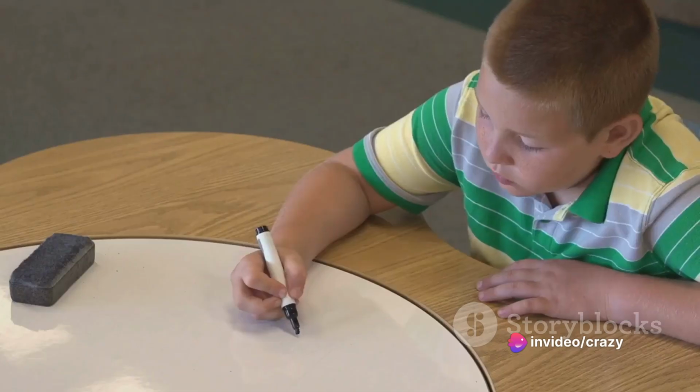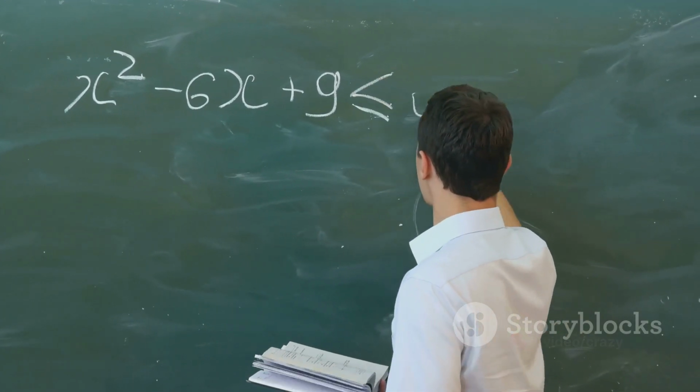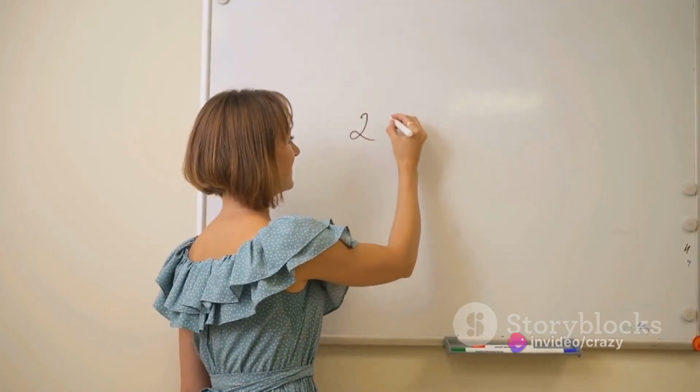Now, let's talk multiplication. Take the same numbers, 2 and 3. Multiply 2 by 3, and you get 6. Now, multiply 3 by 2. Guess what? You still get 6. That's the commutative law at work in multiplication.